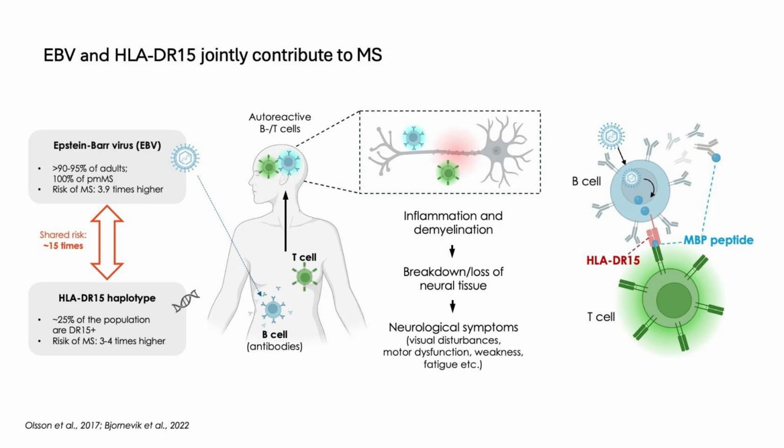Now, EBV is incredibly common. It's the virus that causes infectious mononucleosis, and over 90% of the global human population is infected with it at some point in their lives. The virus goes dormant and hides forever inside your B cells. If everyone has the virus, how can it cause a rare disease like MS?